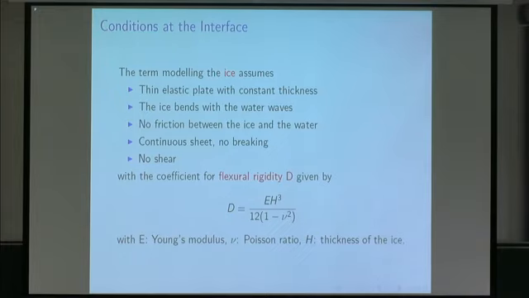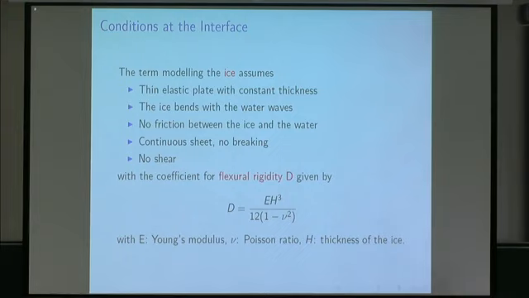So in terms of modeling ice, we will assume that we have a thin elastic plate. Emilian discussed this already, but the thing that I want to point out is that the ice will bend with the wave. So I'll only really want to look at what the shape of the wave looks like. There's no friction. The sheet is continuous.